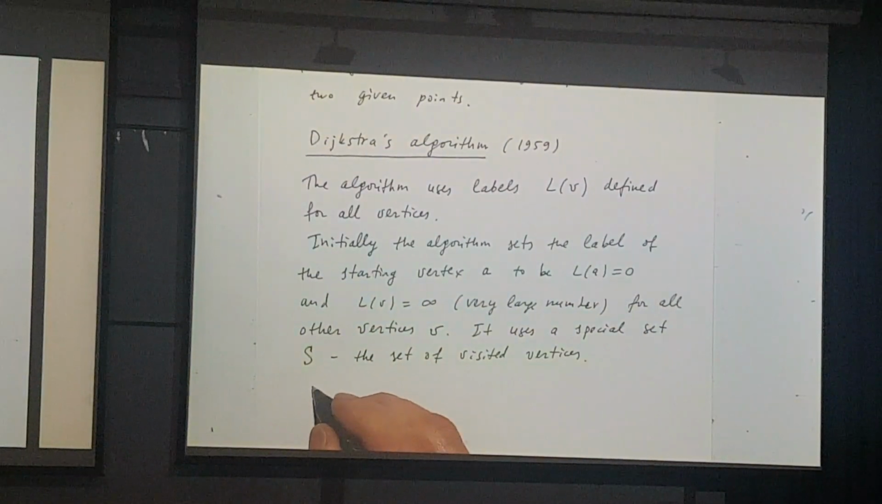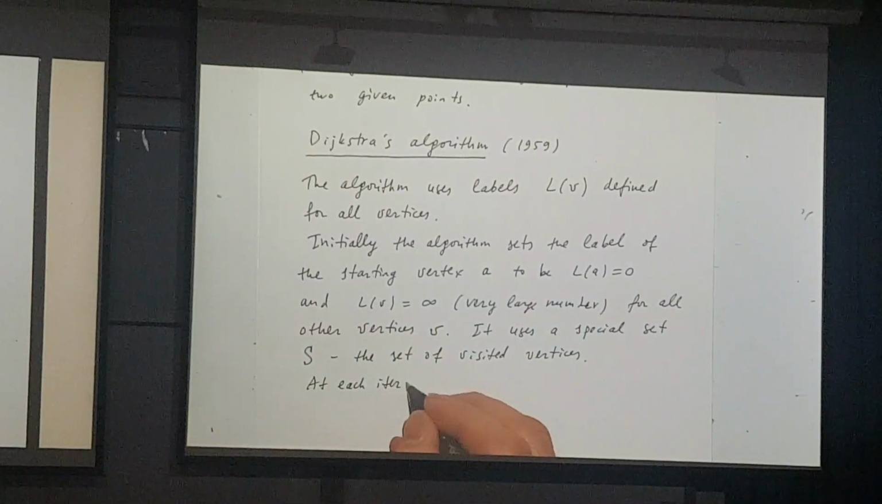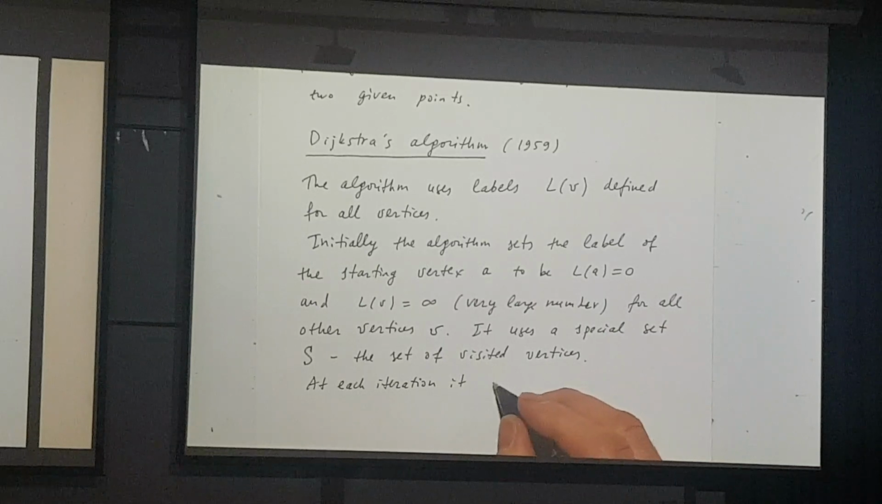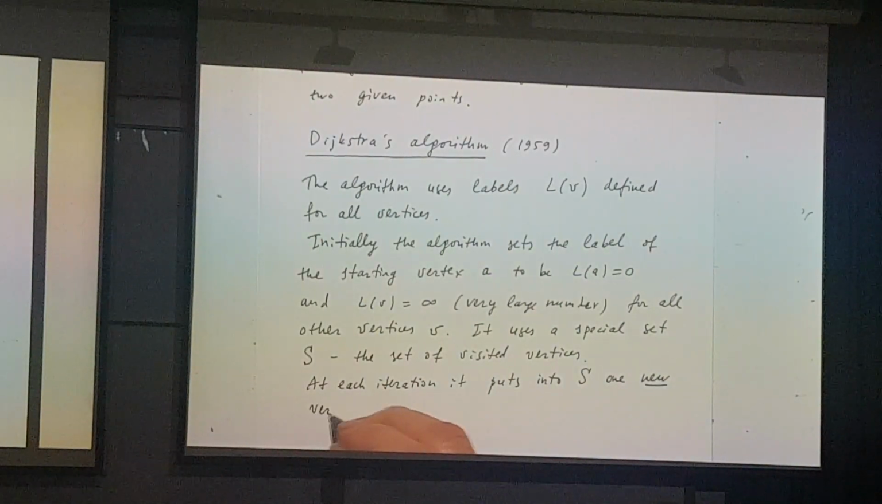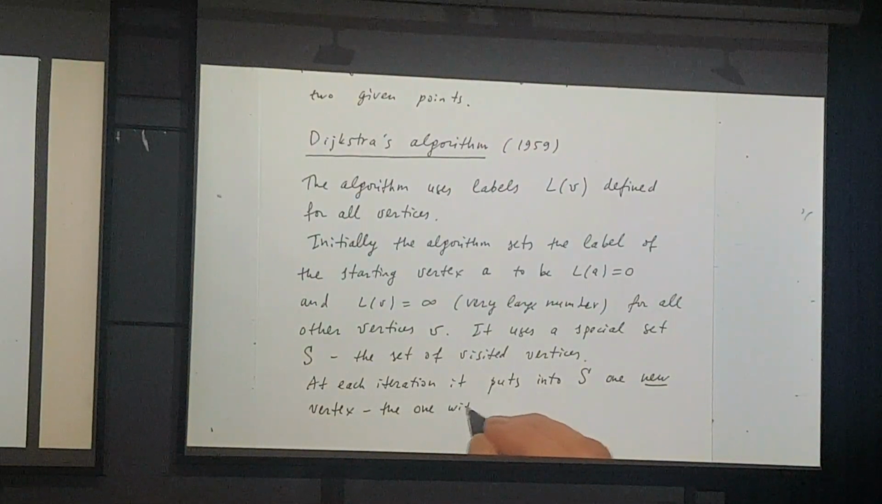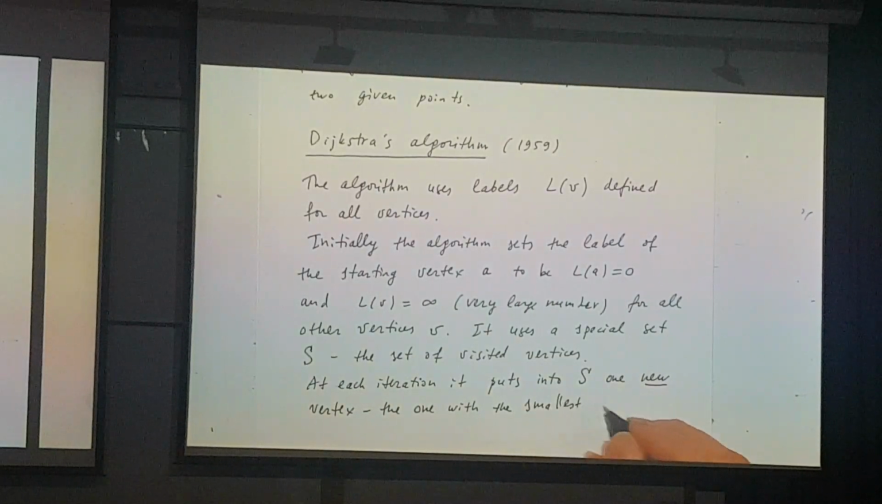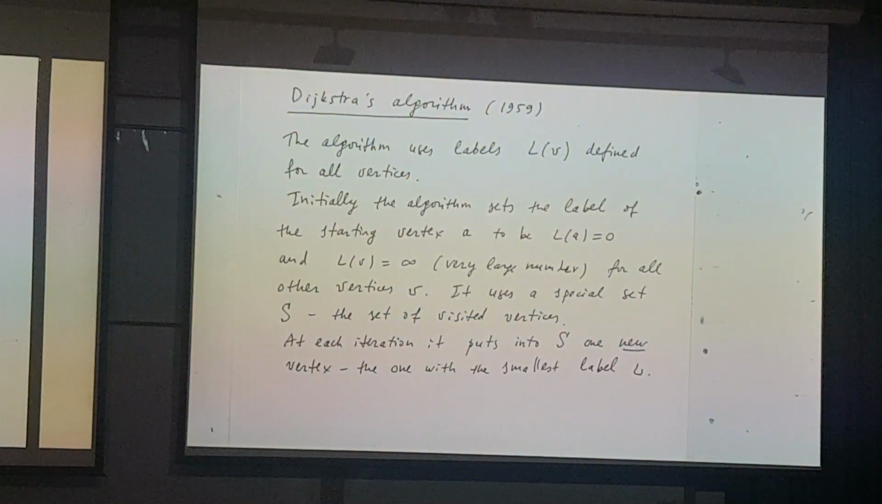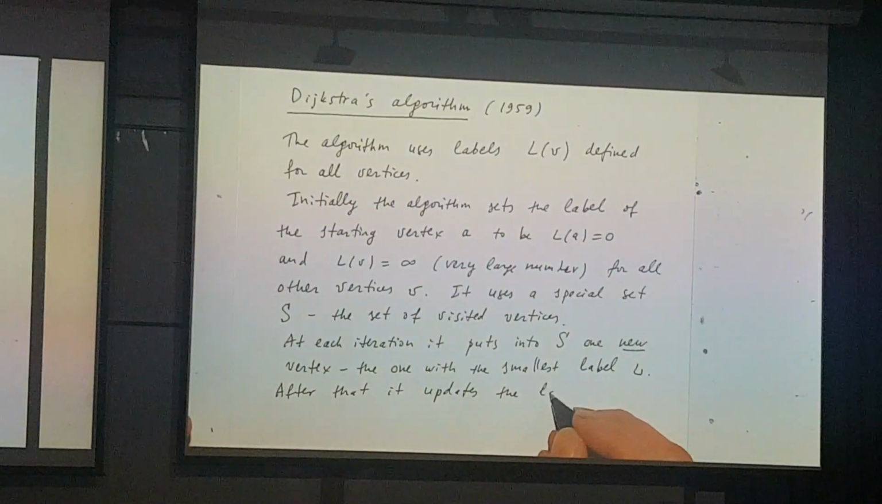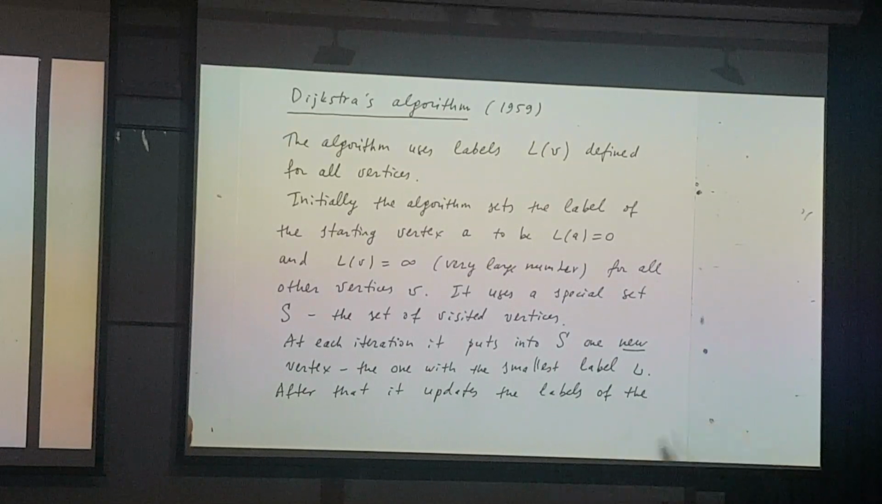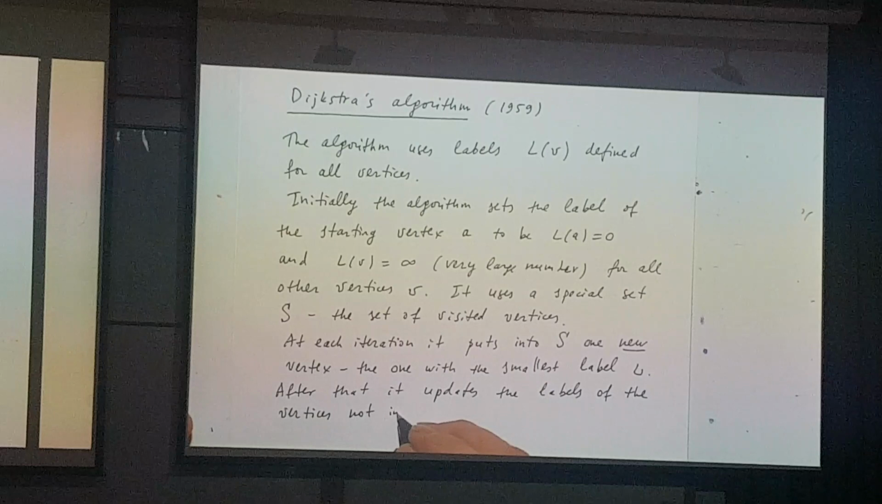So that's a general prescription. At each iteration, the algorithm puts into S one new vertex, the one with the smallest label, capital L. After it does this, it updates the labels of the remaining vertices, which are not in capital S. How does it do it? Well, I'll explain in a moment.